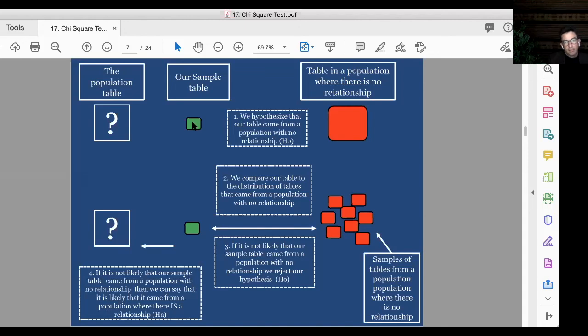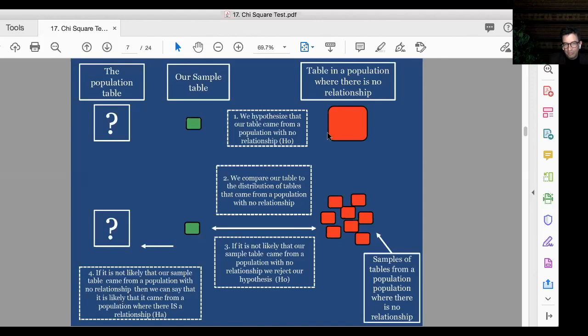We don't know. But what we know is what the population when there is no relationship would look like, right? In this population, this table, the big red one here, would have column percentages that are exactly the same, right? Okay, so we hypothesize first that our table may have come from this population. There's no relationship in the population. That's the null hypothesis. Now, then we compare our table to the tables, or the distribution of tables, that come from a population where there is no relationship, right?